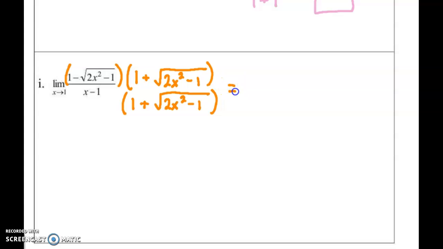So as I FOIL the numerator, 1 times 1 is 1. That's a 1 right there, by the way. The outside and inside terms cancel. One's negative and one's positive. And then the square roots will cancel. Now be careful because it's a negative times a positive, so it's negative of that quantity, 2x squared minus 1. And that is important.